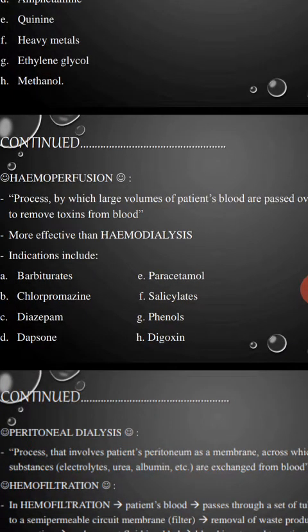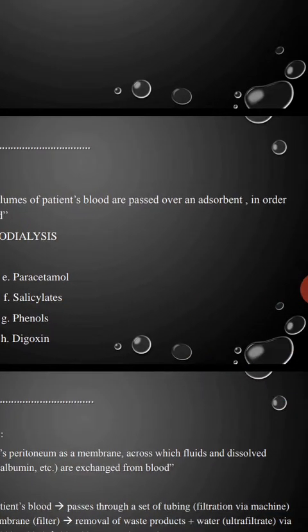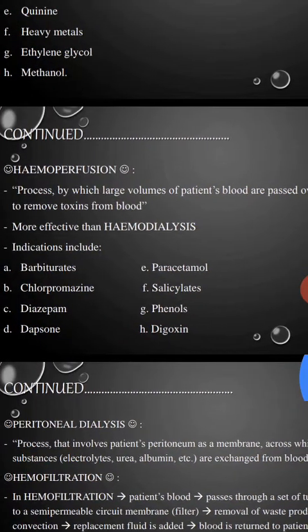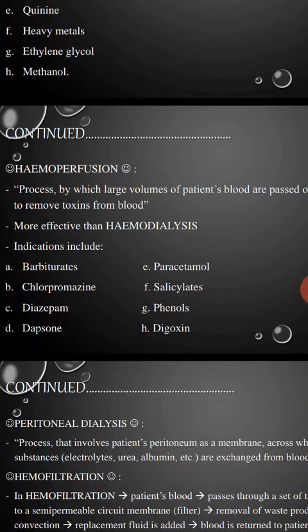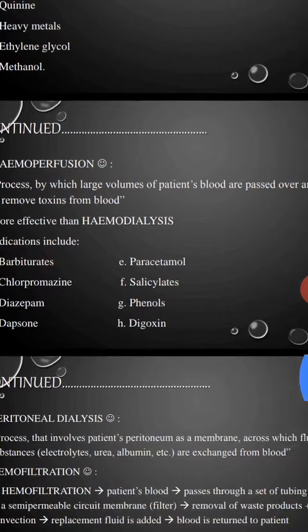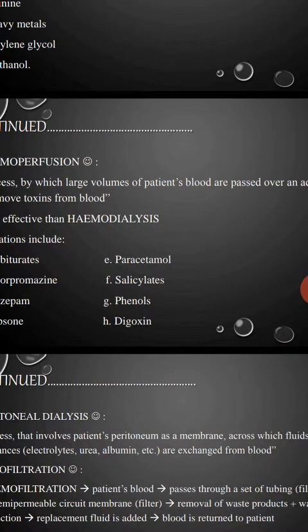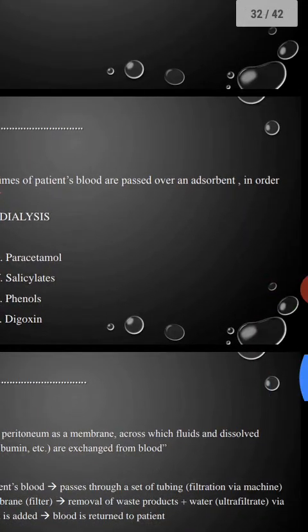Hemoperfusion looks like the same thing. It is a process by which a large volume of the patient's blood is processed over an adsorbent in order to remove toxins from the blood, so it is more efficient than hemodialysis. Here, you have to pass the patient's own blood, meaning your blood vessels are connected to one apparatus. While the blood passes through that apparatus, the passage fluid is coated with the adsorbent.